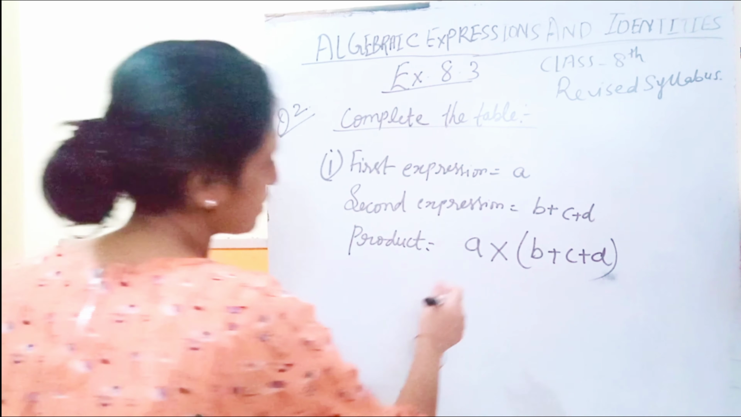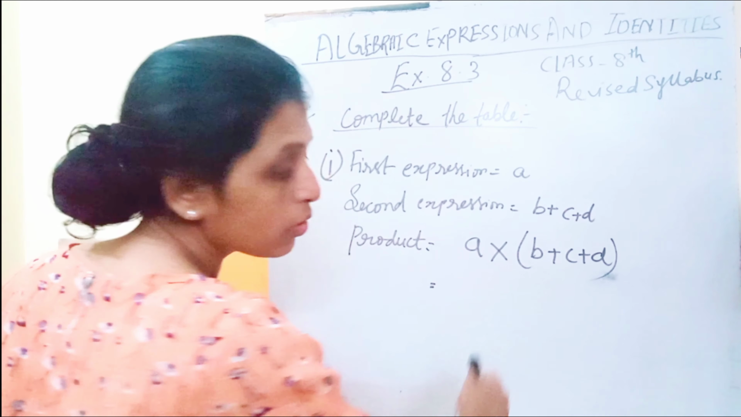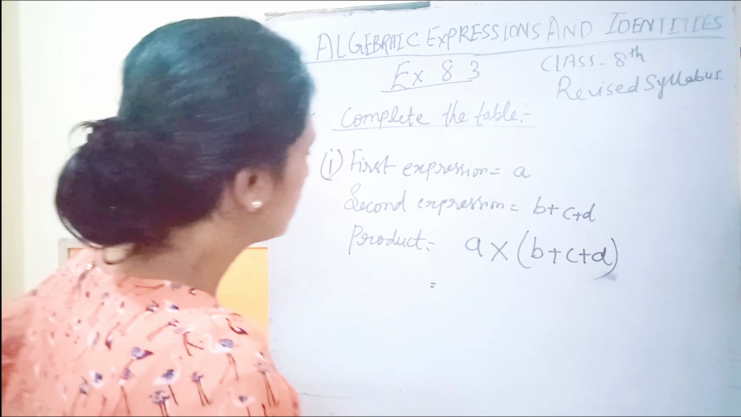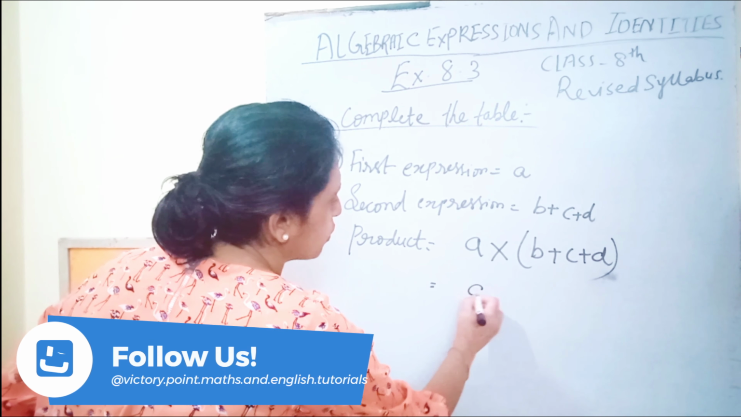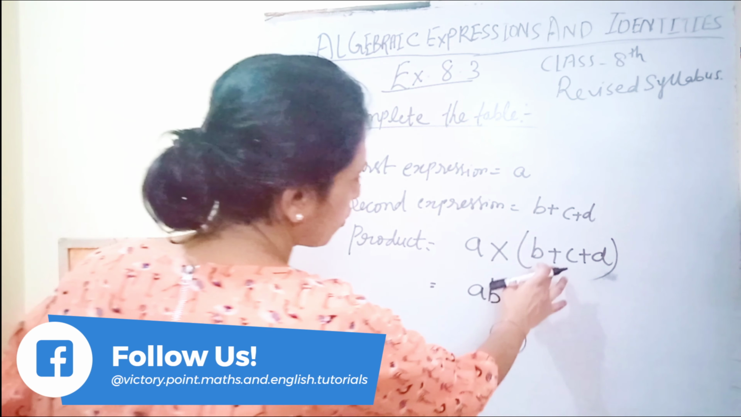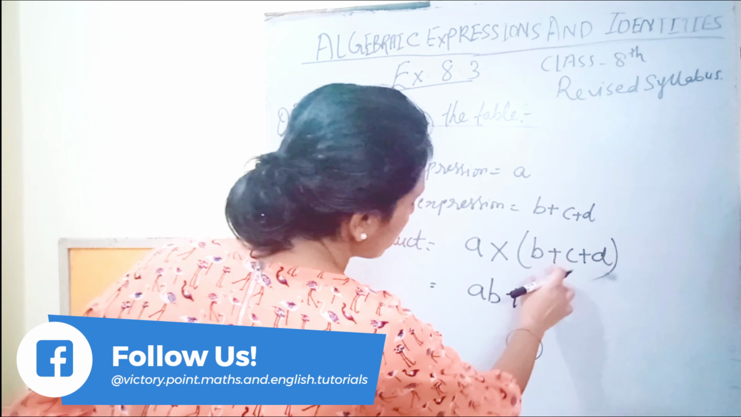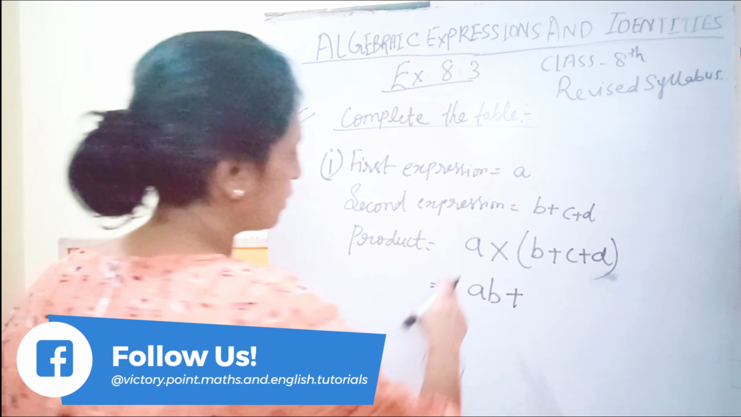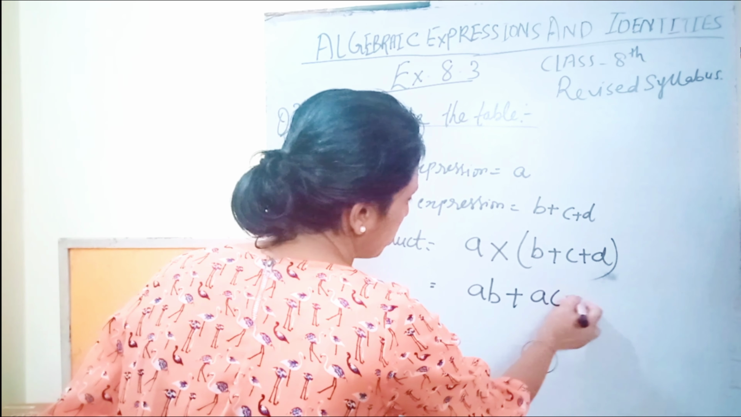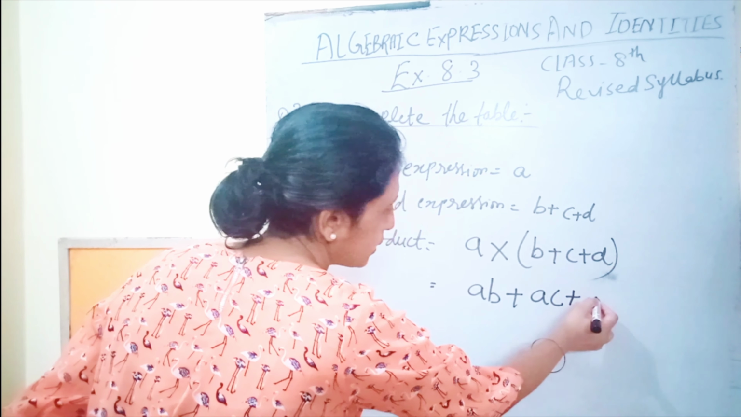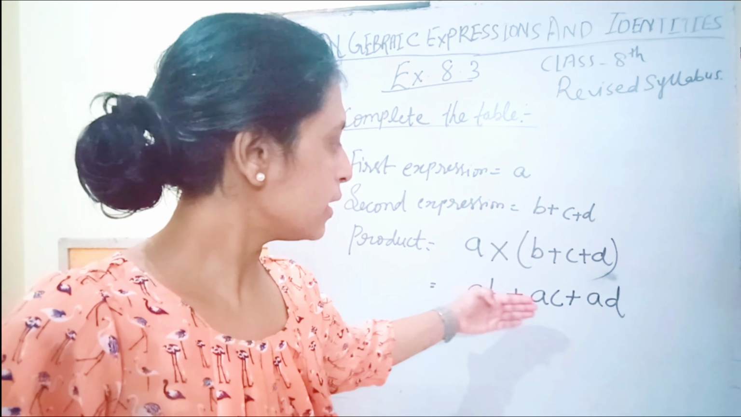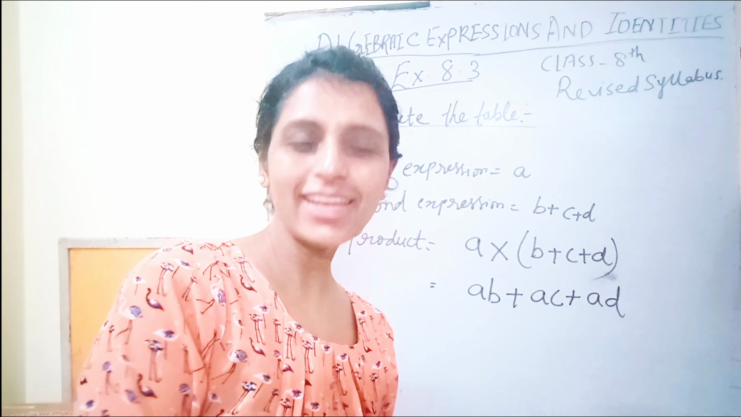Okay. You can say this is the distributive property of multiplication over addition. A multiplied with B, so it will be A into B, or you can write AB also. Which sign is there? Plus sign is there, so you will put the plus sign here. Then A is multiplied with C, that is AC. Then plus A multiplied by D will be AD. So the product is AB plus AC plus AD.